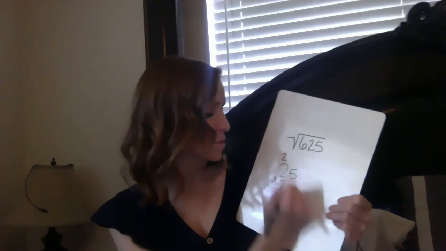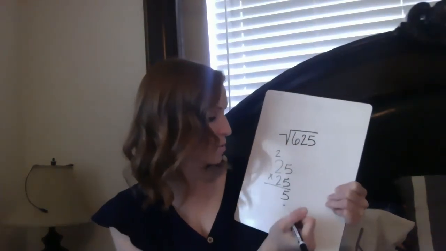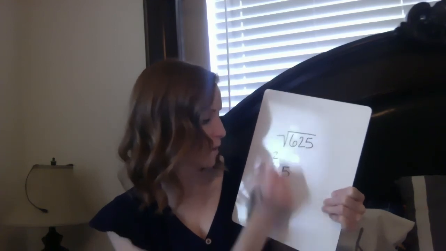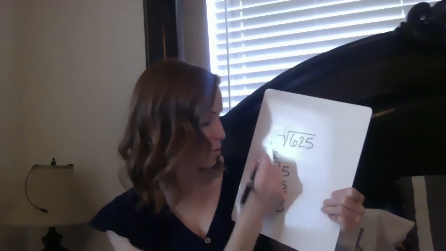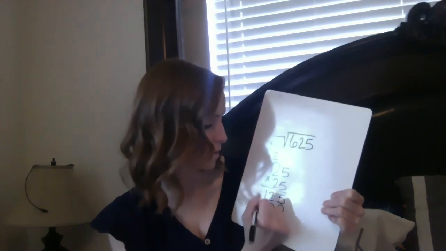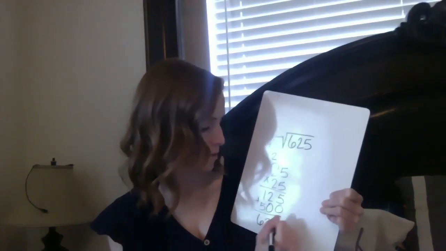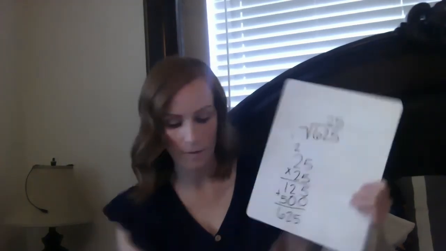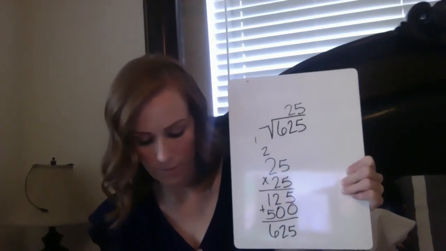5 times 5 is 25. 5 times 2 is 10, plus 2 is 12. Add our 0. 2 times 5 is 10. 2 times 2 is 4, plus 1. Add it together, and we have 625. So the square root of 625 is 25. Okay? So hopefully they'll give you problems that are pretty simple to guess, and just using that method of, well, we know what this adds, we know what this is, somewhere in between here.